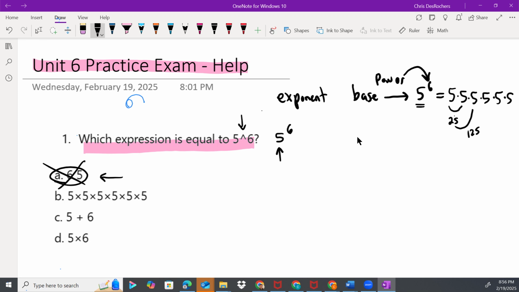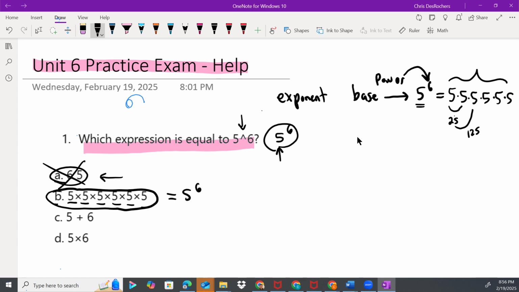But here we have B. Let's look at B. B has 5 times, once, twice, three, four, five, 6 times, which is going to be equal to 5 to the 6th power, as we've shown right here. And that means that yes, this does equal 5 to the 6th power. 5 plus 6 does not mean the same thing as 5 times 5 times 5 times 5 times 5 times 5. Okay, that's not equal, so this is not a solution.